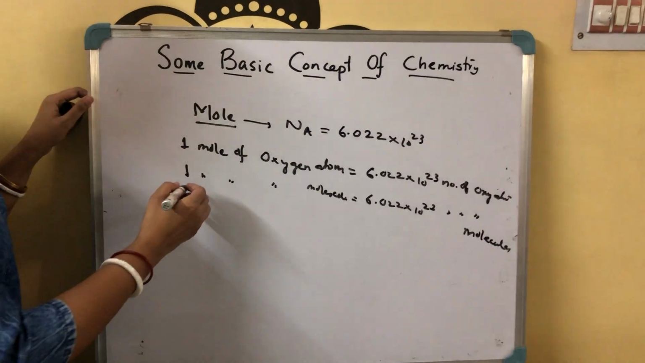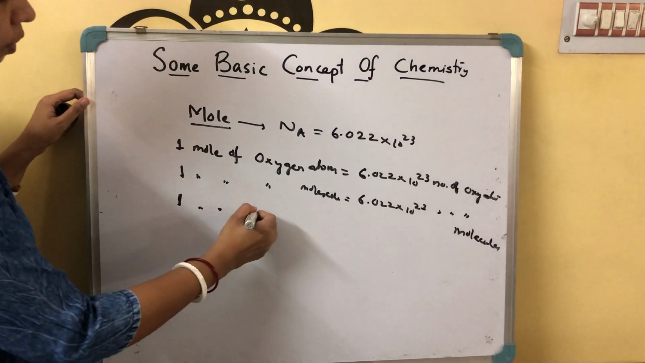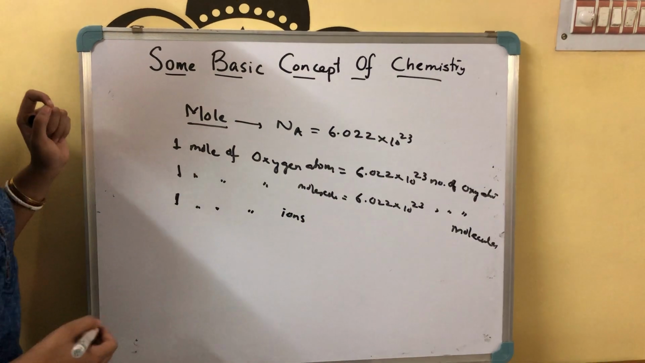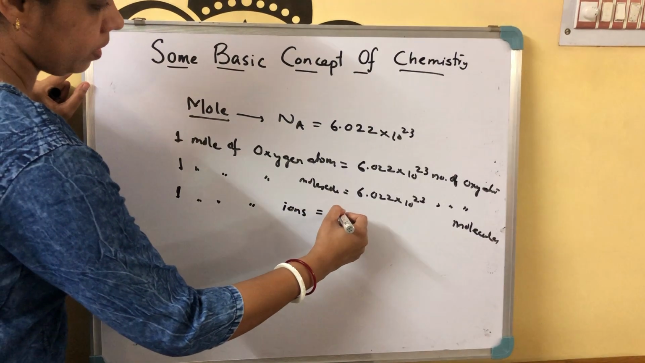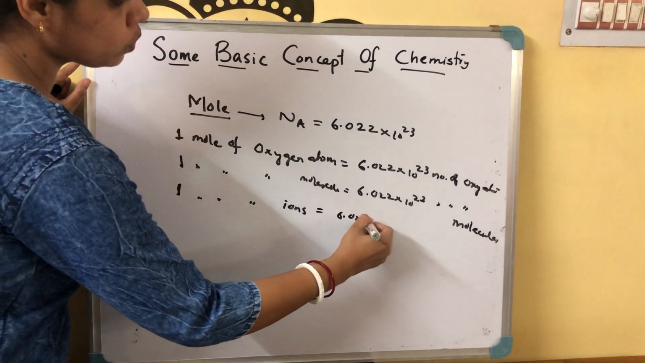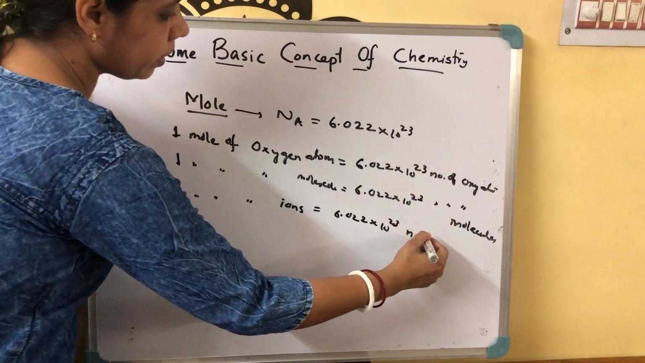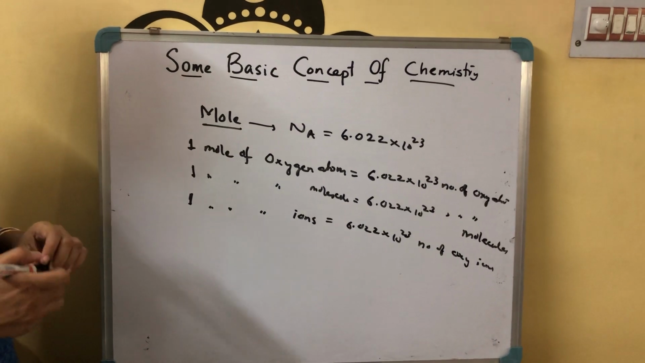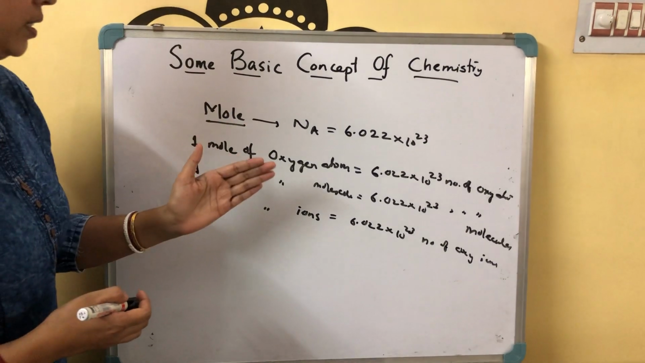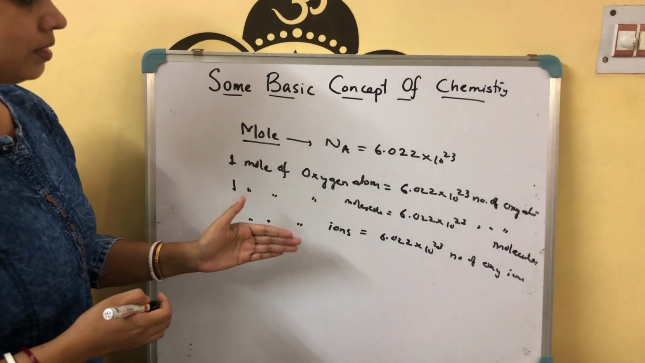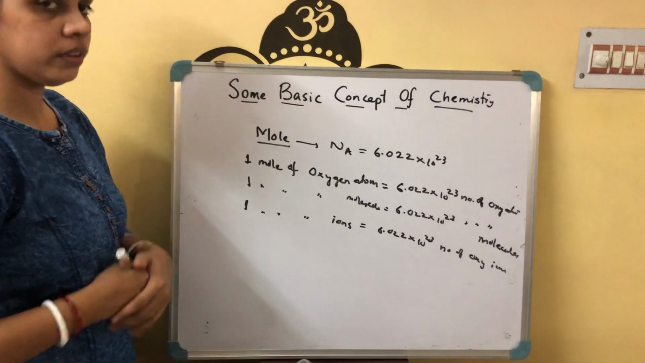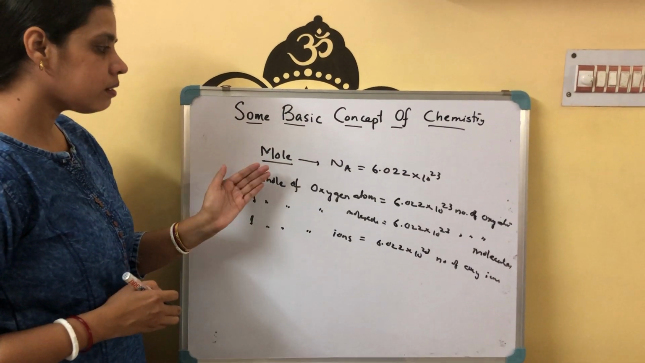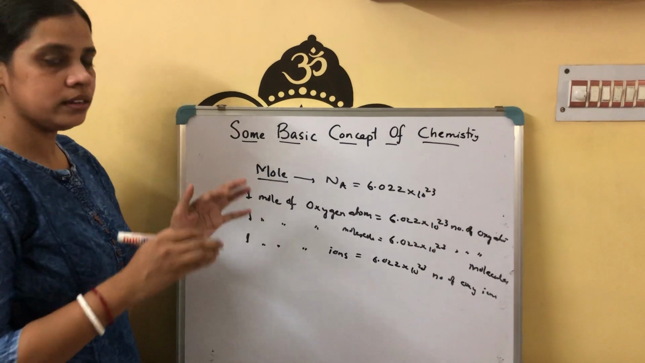When I consider 1 mole of oxygen ions, I write 6.022 into 10 to the power 23 oxygen ions. So only the variety, that is atom, molecule or ion, changes, but the number is the same. Here I give the relation between mole and numbers.